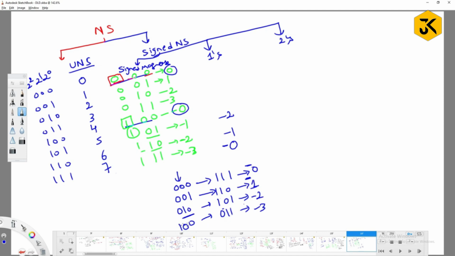See, what is the value of 100? 100 is actually 4, right? But it will act as minus 3. Why? Its complement is minus 3 itself. That's it. Its complement is minus 3. Similarly, if you represent 000, its complement is 0 only. And 001, its complement is 1. And its complement is 2. Is it sufficient?